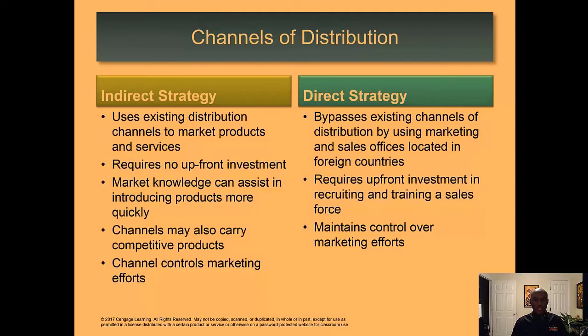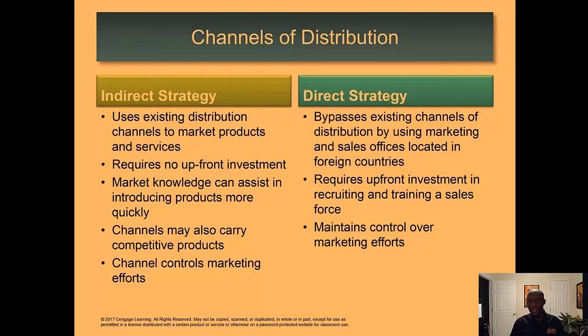Okay, so for this channels of distribution, we have indirect and direct strategy. And indirect strategy are those methods that you're going to use that have already been charted in your home country that you seek to use in other markets. So it says uses existing distribution channels to market products and services. So this may be the export strategy. And of course, you can use different methods once you get the product to that foreign market. You can use distributors, you can use agents, intermediaries to carry your product.